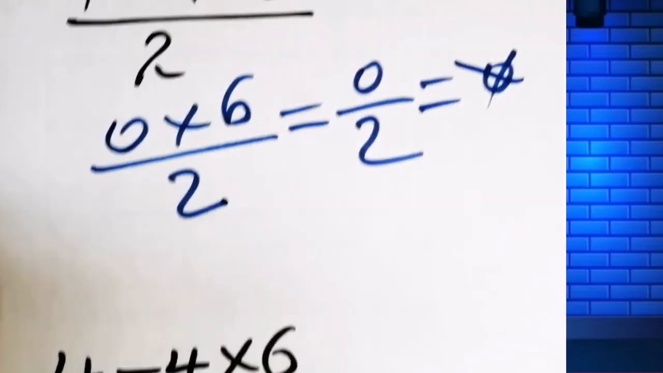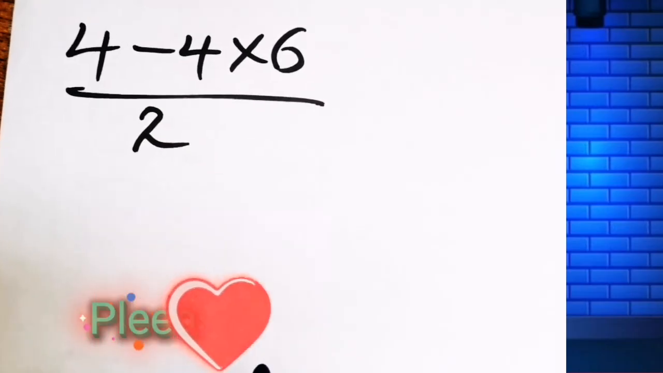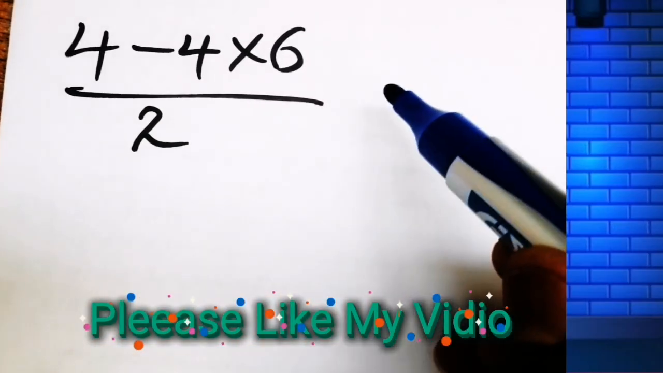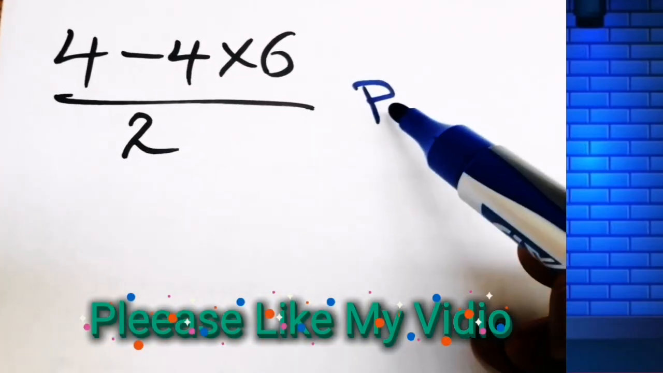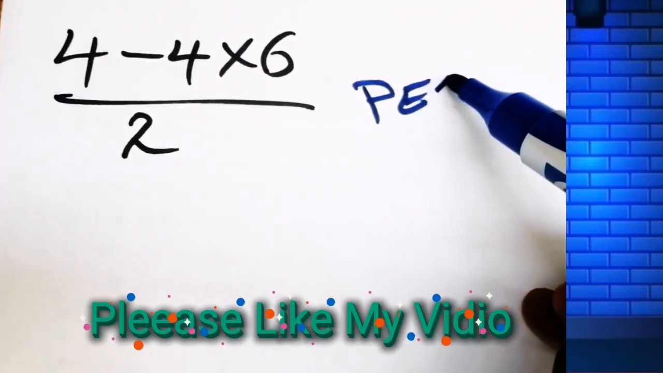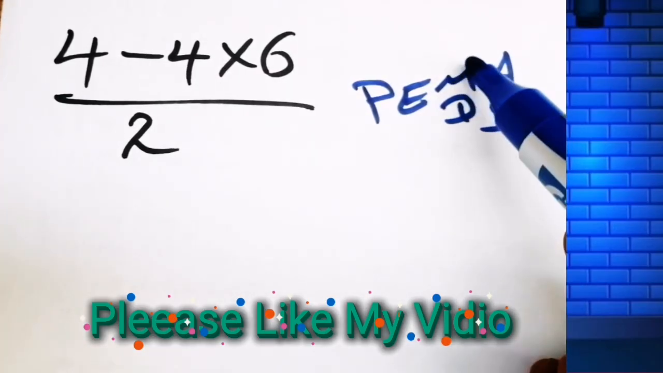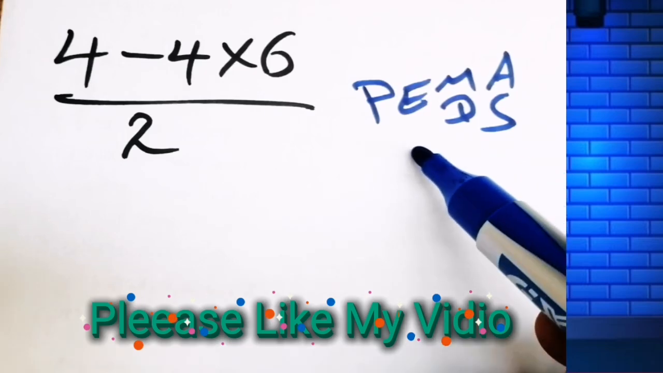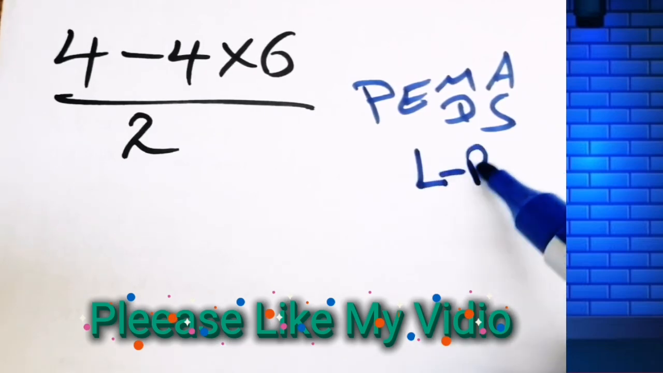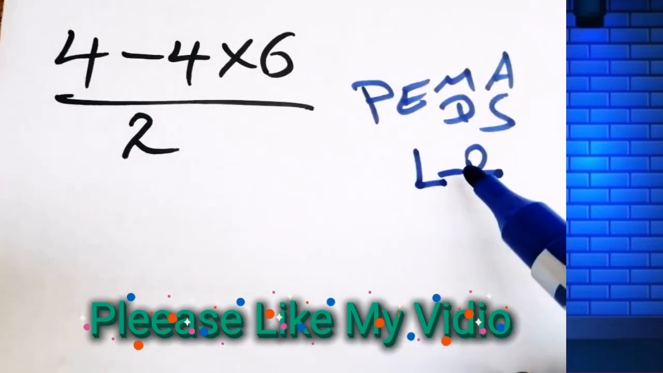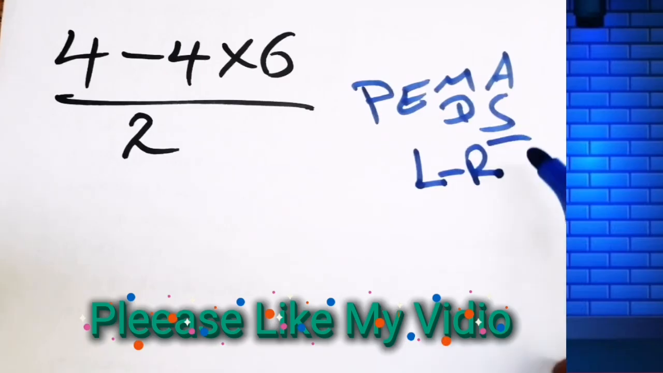But this answer is not correct, because according to the order of operations, PEMDAS, first we have to do parentheses, then exponent, multiplication or division, and finally addition or subtraction. Remember that multiplication and division have equal priority. Work from left to right, okay? We have to work from left to right. The same applies to addition and subtraction.